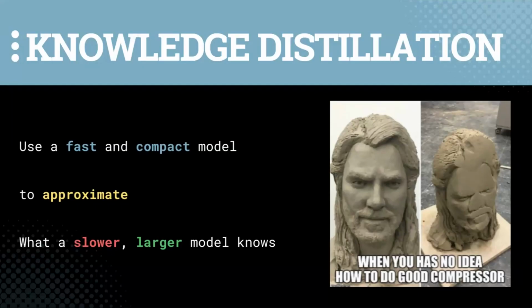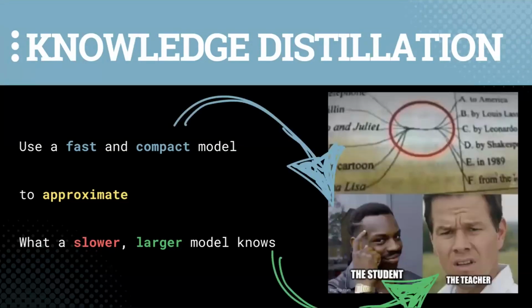And the way we solve this problem, I want to introduce a piece of terminology that wasn't in the paper. I want to introduce this idea that the fast compact model is the student and a slower, larger model is the teacher.